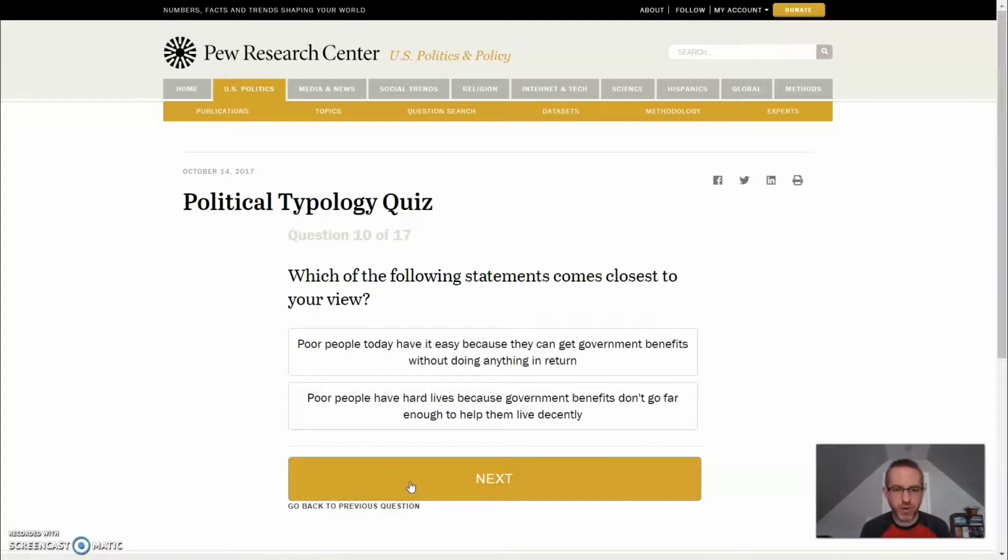Number 10. Poor people today have it easy because they can get government benefits without doing anything in return. Is that your mindset? That typically poor people are just getting welfare checks and they're sitting on the rear end and they're not working hard? Or do you believe that poor people have hard lives because government benefits don't go far enough to help them live decently? Okay. So the top one says they're pretty much being lazy. The second one says, man, there are a lot of poor people who have 2, 3 jobs, and still that isn't enough, even with maybe some government benefits, to help them live at a level that's equatable to people in the middle class. Okay, what do you think?